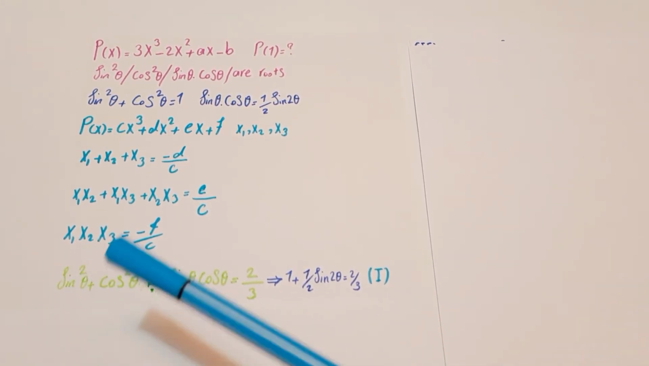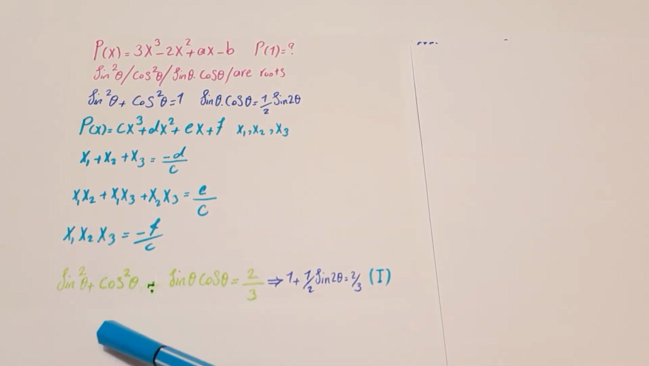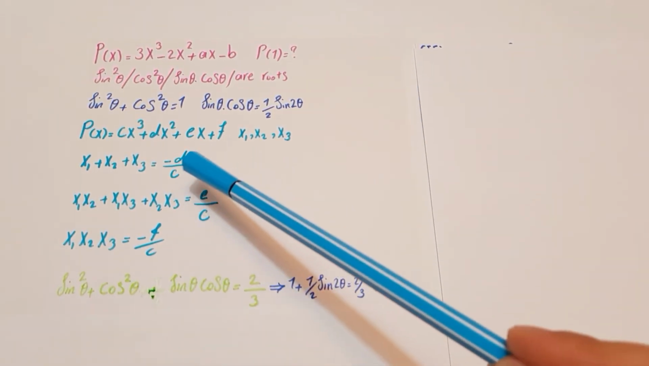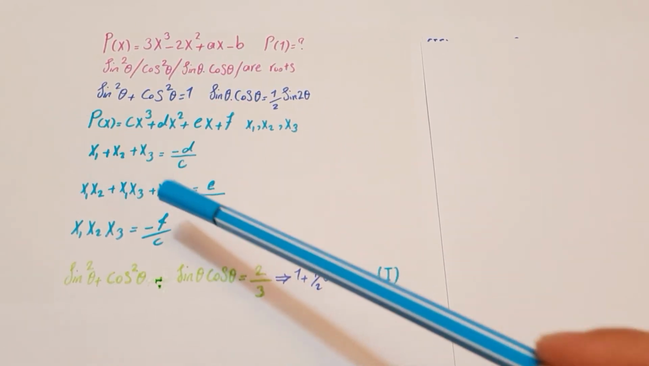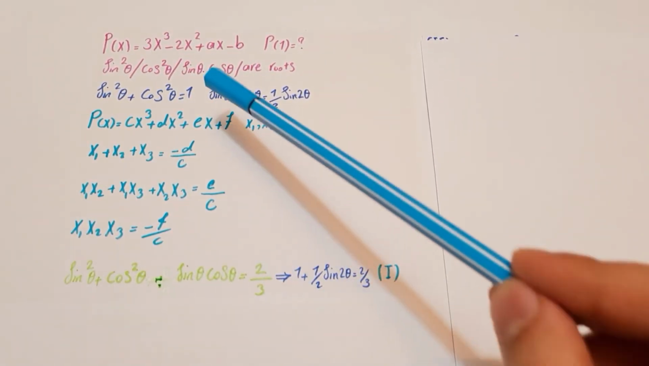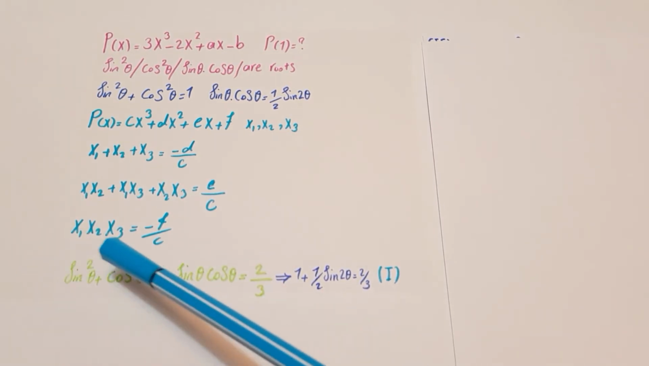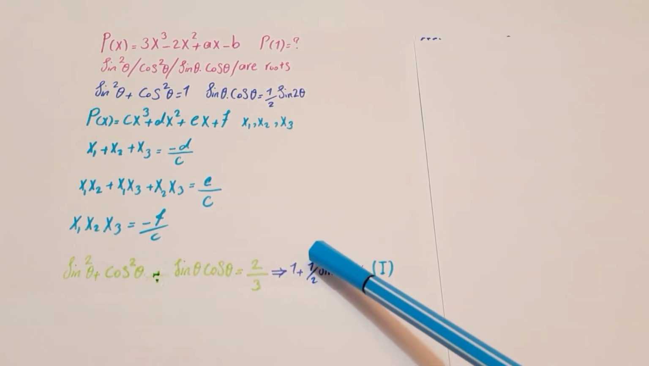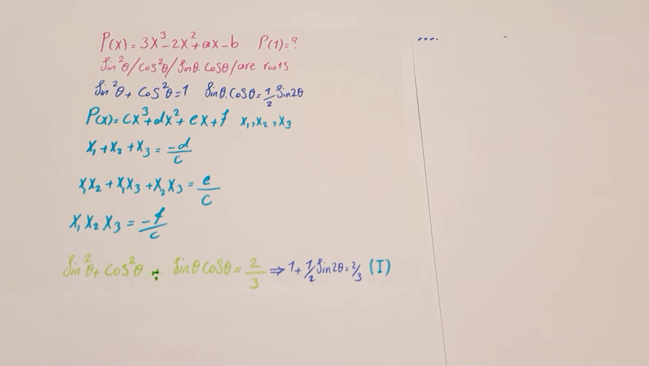For the first one, I can write sin²θ plus cos²θ plus sinθ times cosθ equals minus d over c, I mean minus minus 2 over 3, because d is minus 2 and c is 3 right here. This part is just equal to 1, and this one, I told you, is 1 over 2 times sin 2θ.